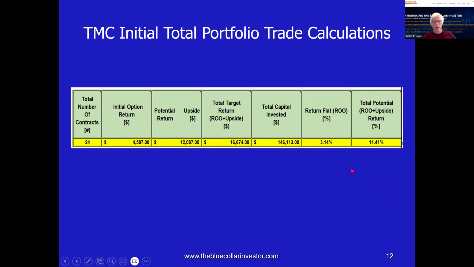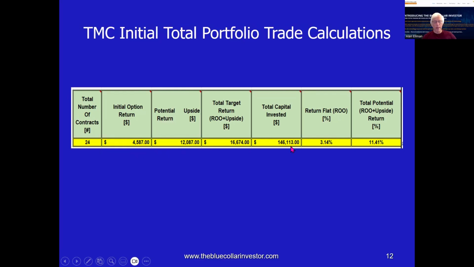Let's look at our entire portfolio after the initial trades are executed. Total number of contracts, 24. Total premium generated, this is our starting point, $44,587. Now, if every stock goes up to or beyond the out of the money call strike, we can generate another $12,087. That doesn't mean we will, but we can in the best case scenario. So we can possibly generate $16,674 in those 40 days.